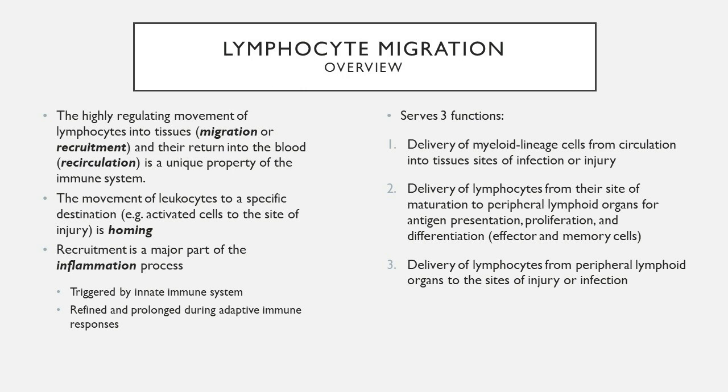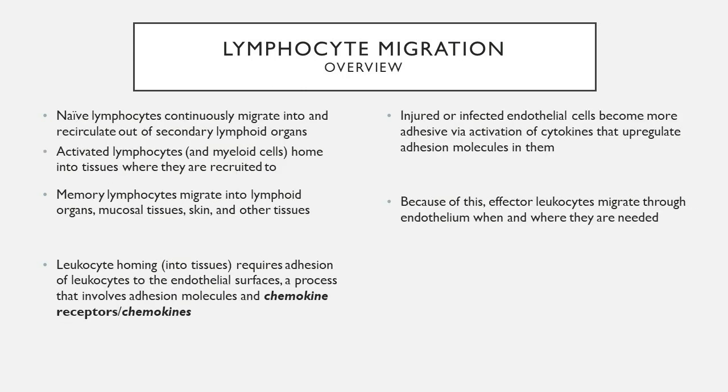The second and third functions are functions of the adaptive immune response. So it starts off with the delivery of lymphocytes from their sites of maturation, like the bone marrow and the spleen for B cells, the thymus for T cells, to the sites of peripheral lymphoid organs. So we call those central, primary, generative lymphoid organs, where they mature, to peripheral, where they actually get antigen presentation. They proliferate whenever they find an antigen that matches to them, and then they further differentiate into effector and memory cells. Then the third function is to deliver those effector lymphocytes from the site of peripheral lymphoid organs to the sites of injury or infection, where they can actually serve out their purpose.